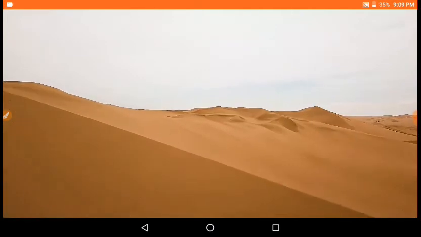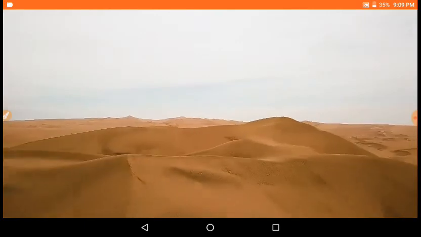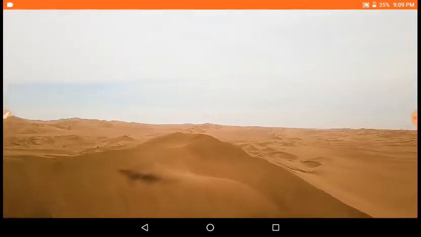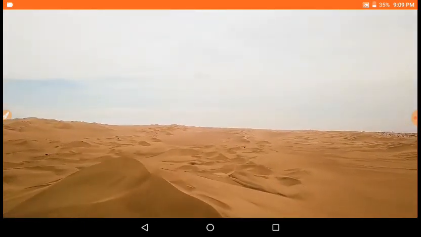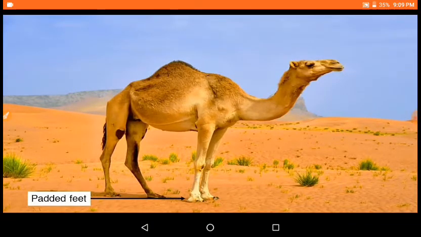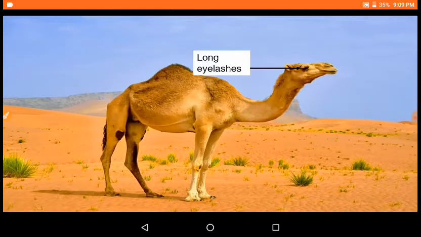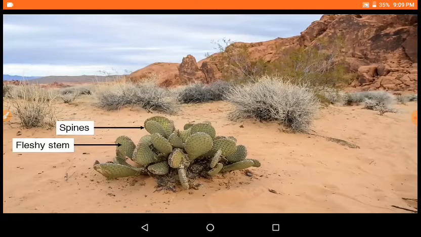To summarize, deserts are very hot with very little water. Animals and plants have adapted in various ways to survive in the desert. Camels have long legs to be far from the hot sand, and they have padded feet to protect themselves while walking on it. They have a hump to store fats and long eyelashes to protect their eyes from sandstorms. Cacti have leaves that are reduced to spines, a fleshy stem, and deep roots.